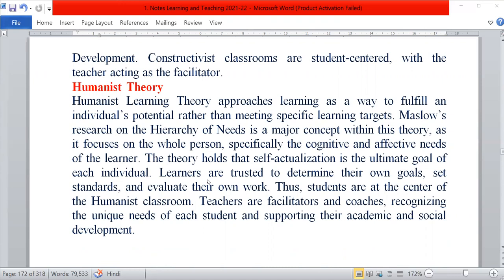Learners are trusted to determine their own goals, standards, and evaluate their own work. Thus, students are at the center of the humanist classroom. Teachers are facilitators and coaches, recognizing the unique needs of each student and supporting their academic and social development. Thus, in this way, these are the theories of learning.